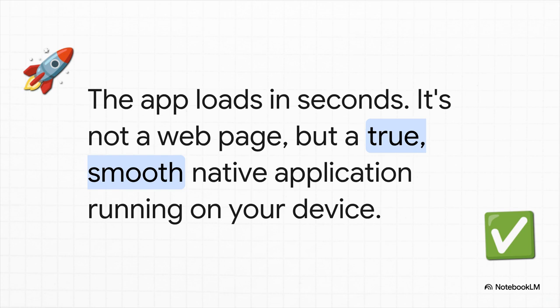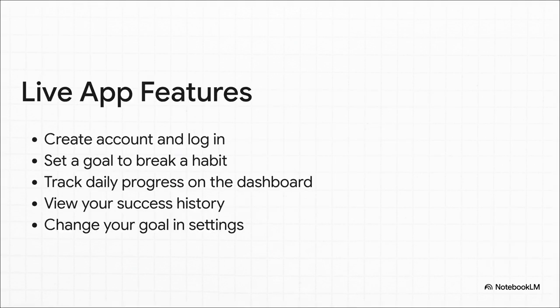And I want to be clear, this isn't some clunky web page in disguise. This is a real, true blue native app. It feels fast, it's responsive, it feels just like any other app you download from the store. And it works. It actually works perfectly. You can create an account, set a goal, like, say, quit smoking for 30 days, and track everything on this slick little dashboard. You can check off the days you succeeded, look at your history. I mean, every single thing we put in that original prompt, it's here, and it's working.